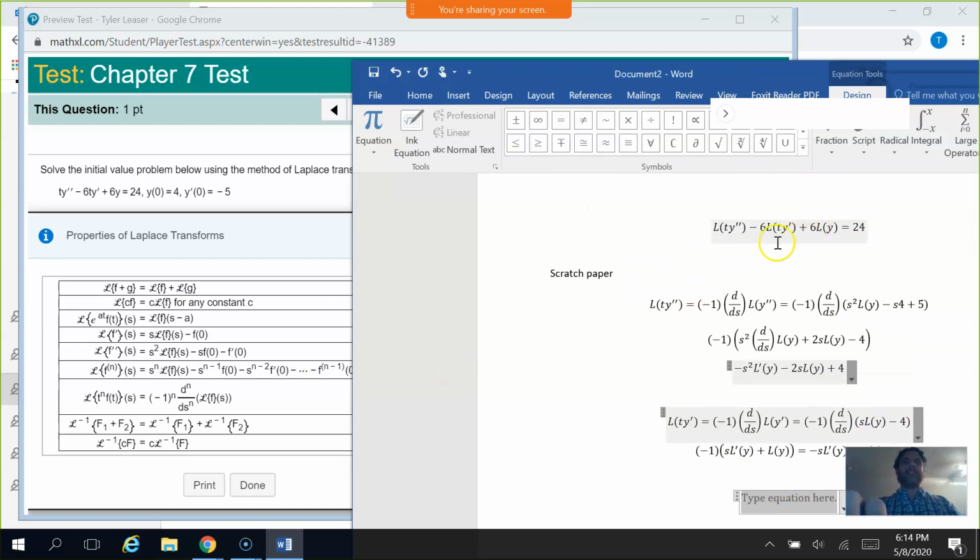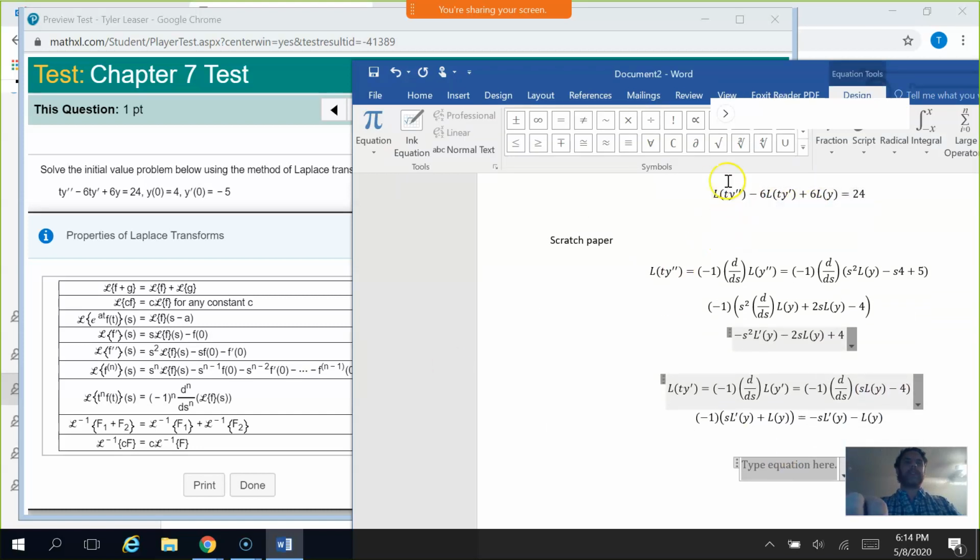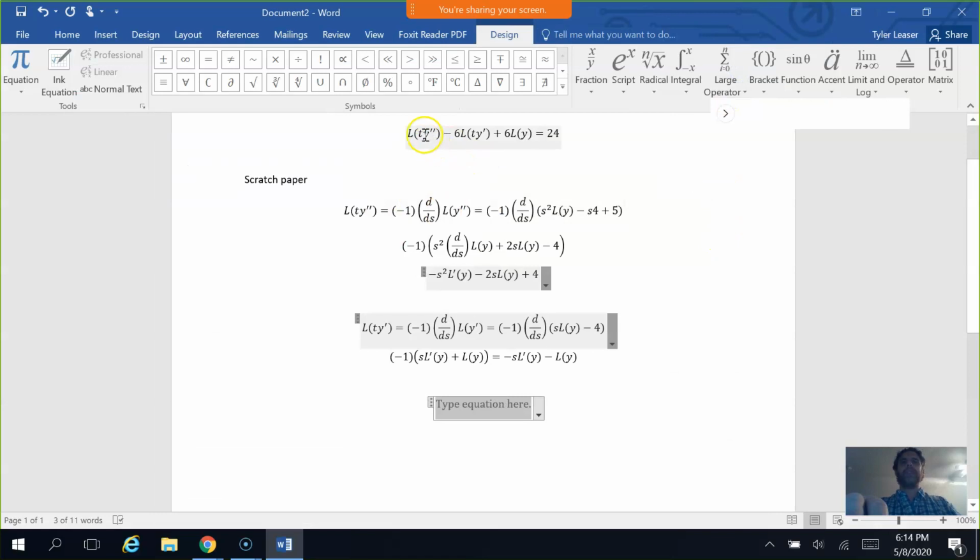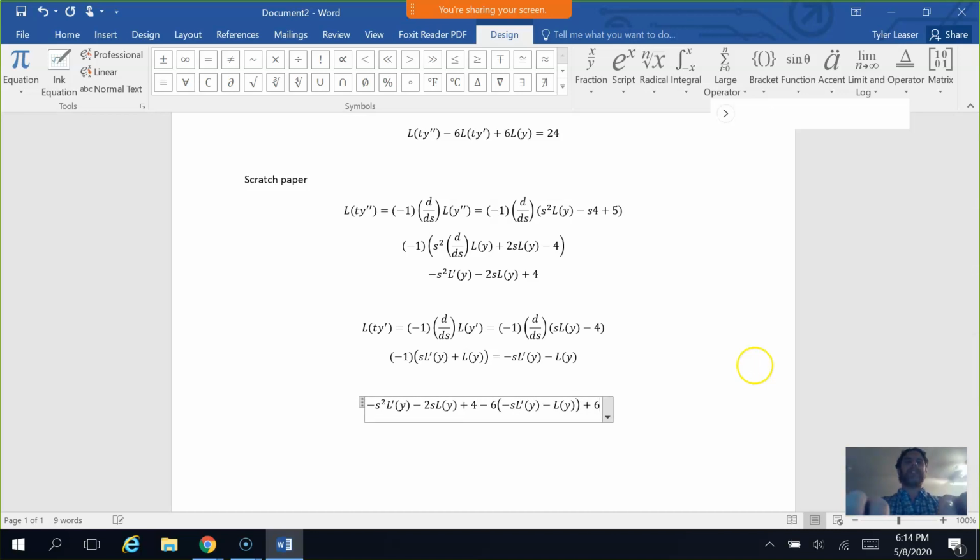So back with the original differential equation here. The first term we're replacing with this, so negative s squared, derivative of the Laplace transform, minus 2s, the Laplace transform, plus 4. That's going to be minus 6 times this term, which was down here, negative s derivative of the Laplace transform minus the Laplace transform. That's going to be plus 6 times the Laplace transform.